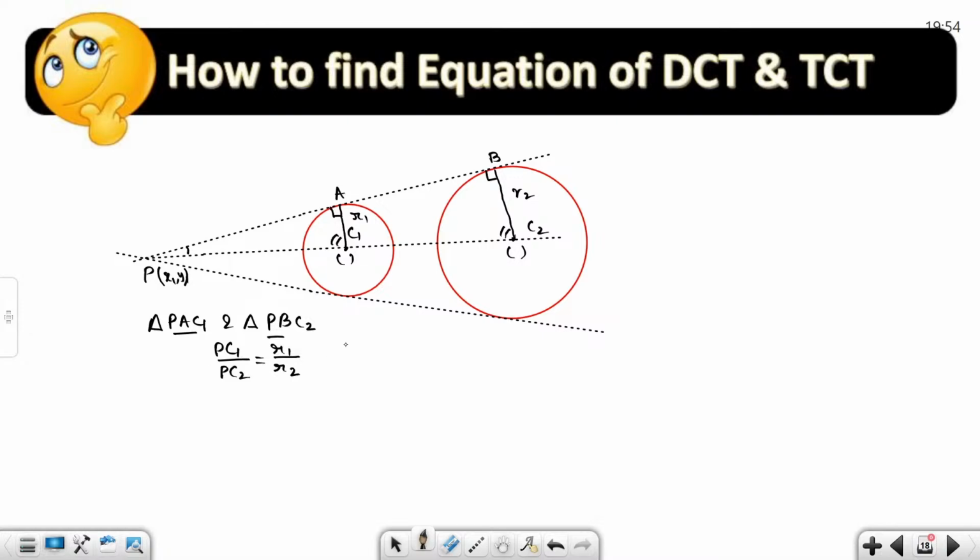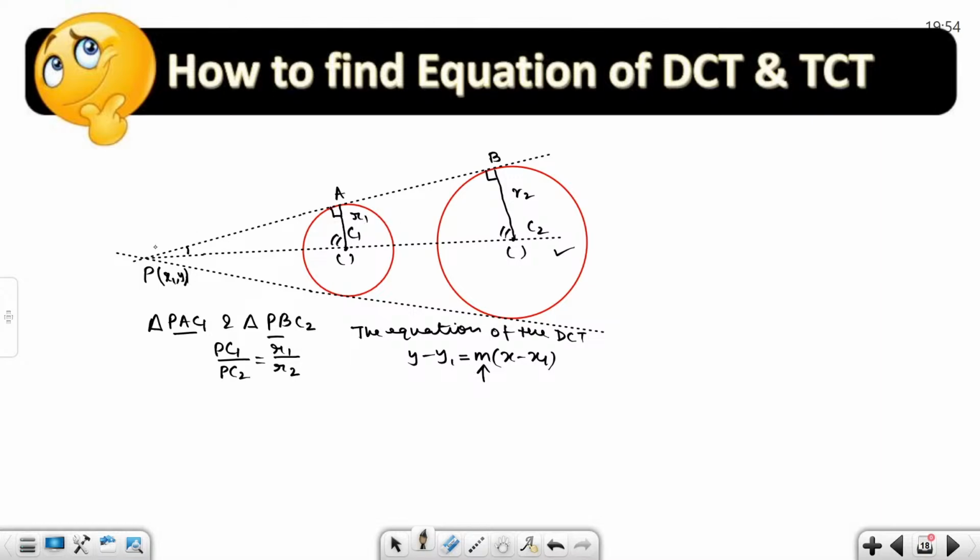Now let us assume that the equation of the DCT be y minus y1 equals m into x minus x1, right? Point slope form. Now you can choose any circle to find out the unknown m. Any circle you choose, let me choose this circle. So with the help of this circle, I can easily find out my unknown m.